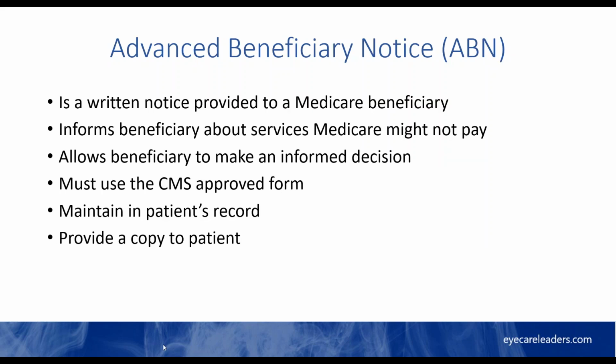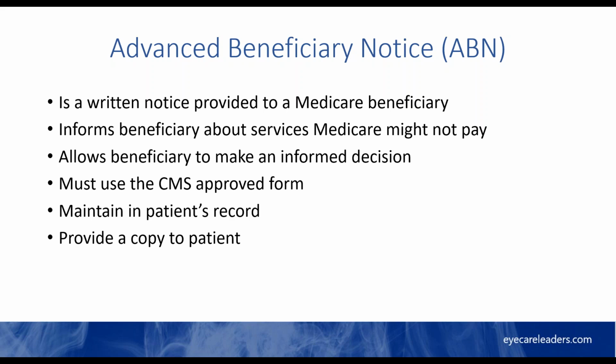An advanced beneficiary notice, or ABN, is a written notice which you give to a Medicare beneficiary. The purpose of the ABN is to inform a beneficiary that Medicare probably will not pay for specific items or services on that occasion or date of service. This notice allows the patient to make an informed decision whether or not to receive the items or services for which he or she might have to pay out of pocket or through other insurance.